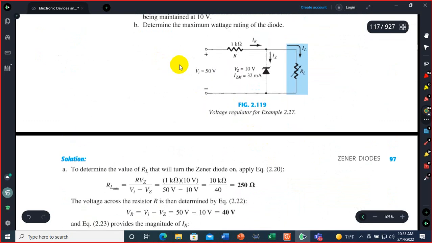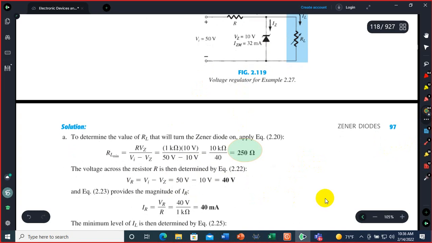Look here. R is equal to 1 kilo ohm, VZ is 10 volts, and VI equals 50 volts. So the minimum value of load resistance becomes 250 ohm. That's the minimum value, 250 ohm.